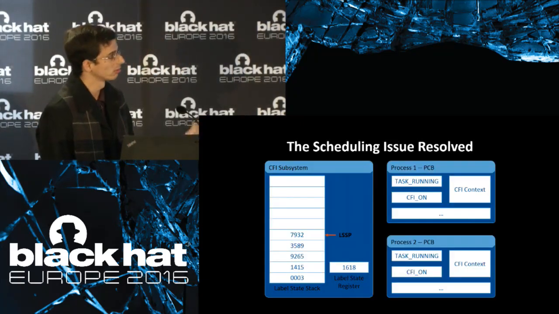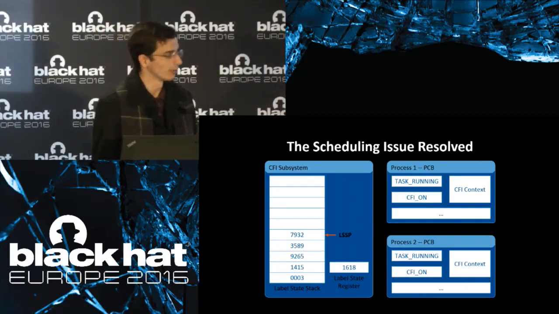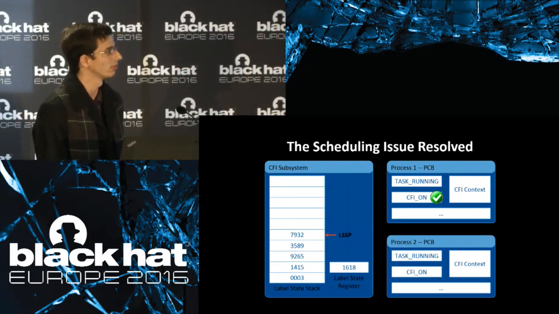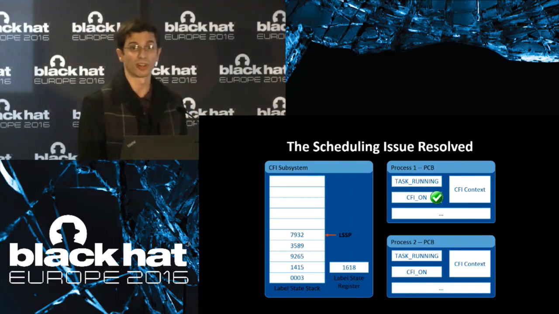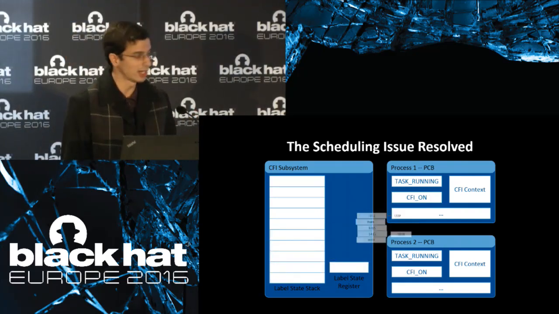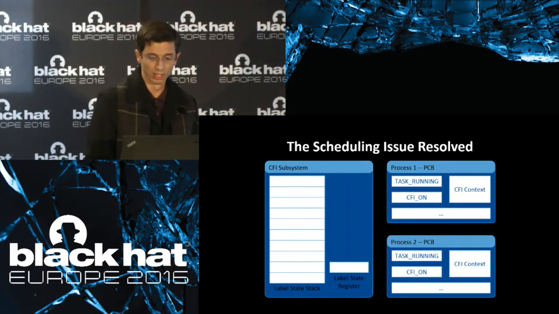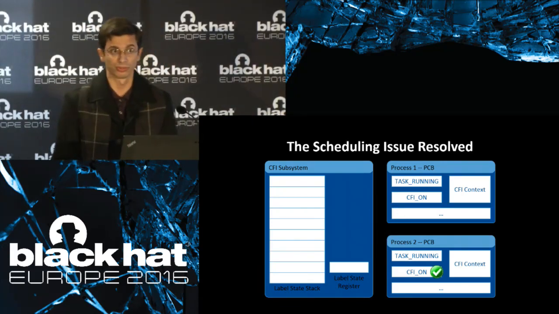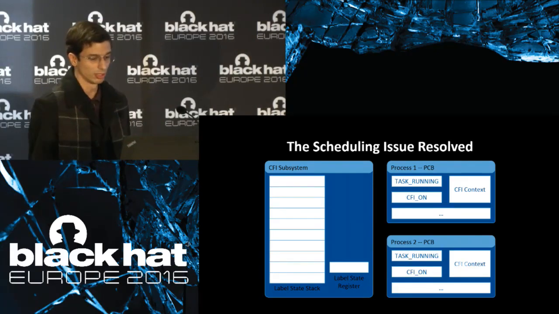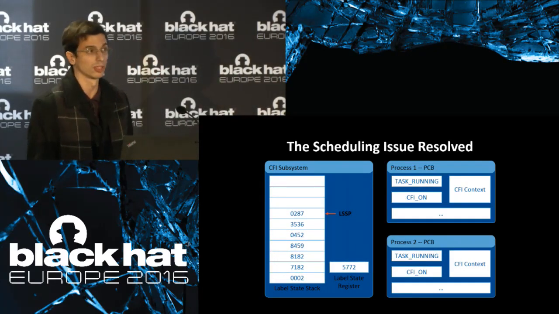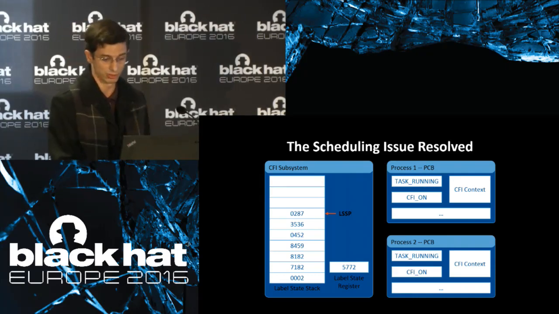That being said, have some animations here for that. Process 1 is currently running. Process 2 is about to be scheduled. So we see that process 1 is CFI aware. We get its CFI state, push it into the process control block. We check process 2, see that it's CFI aware. Well, just go ahead and restore that CFI state. And now we're free to keep running process 2 as if nothing ever happened to it.